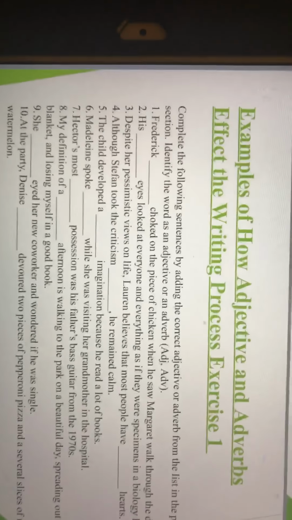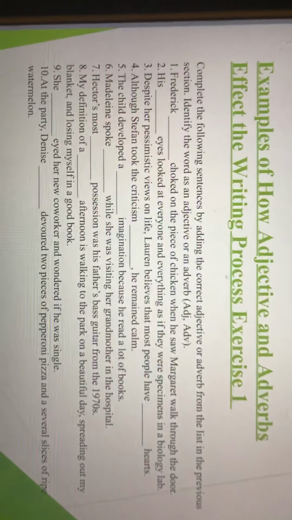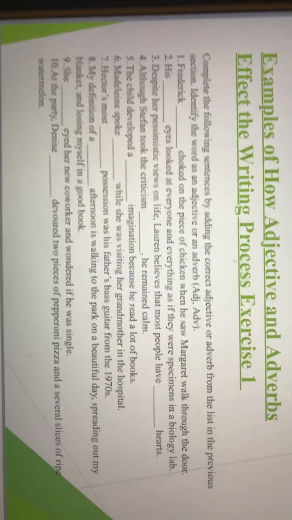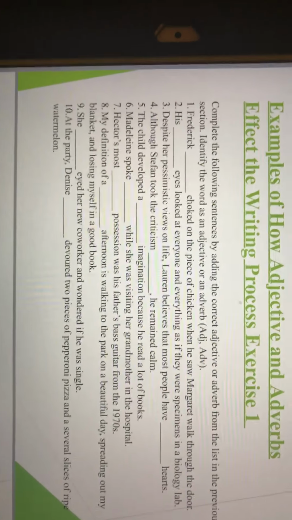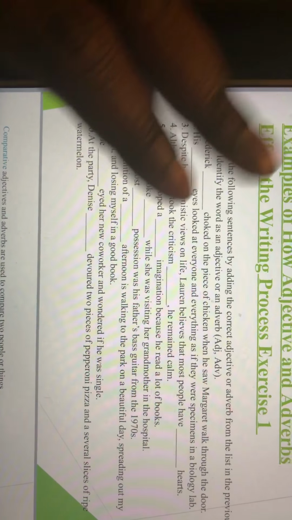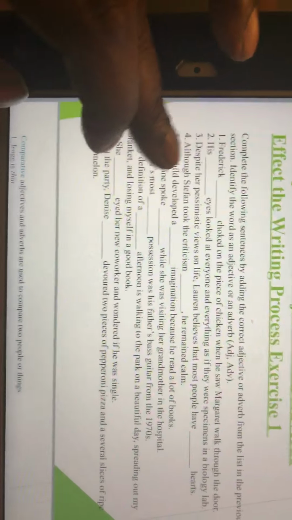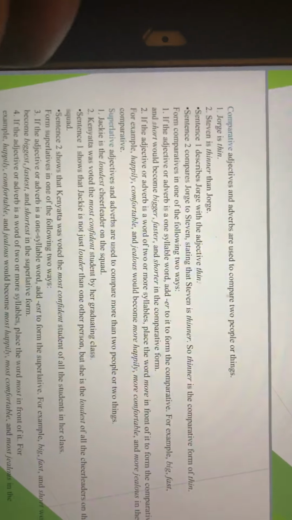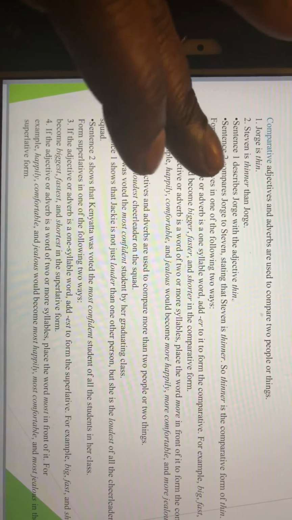Okay, this is another example of how adjectives and adverbs affect the writing process. Complete the following sentences by adding the correct adjectives or adverbs from the list. Identify the word as an adjective or adverb. You pretty much just figure out if it's an adjective or adverb and what else is being described. And these are the different adjectives being used to compare people to other things.